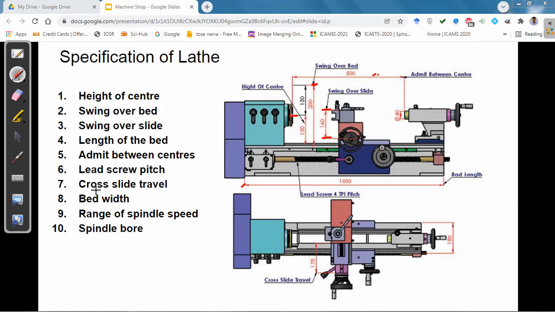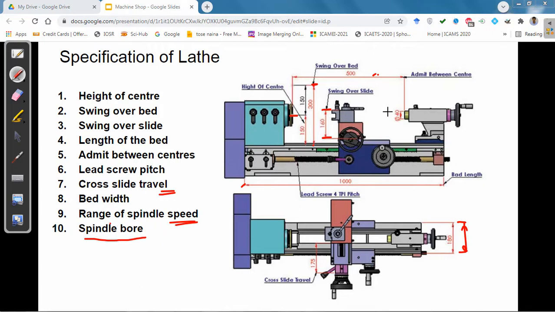Now, cross slide travel, that is also important, that is how much maximum distance the cross slide can move perpendicular to the bed. Then bed width. So bed width is again another important dimension. Range of spindle speed, how many different speeds can be accommodated in that particular machine tool. And the spindle bore. Spindle bore is also important.